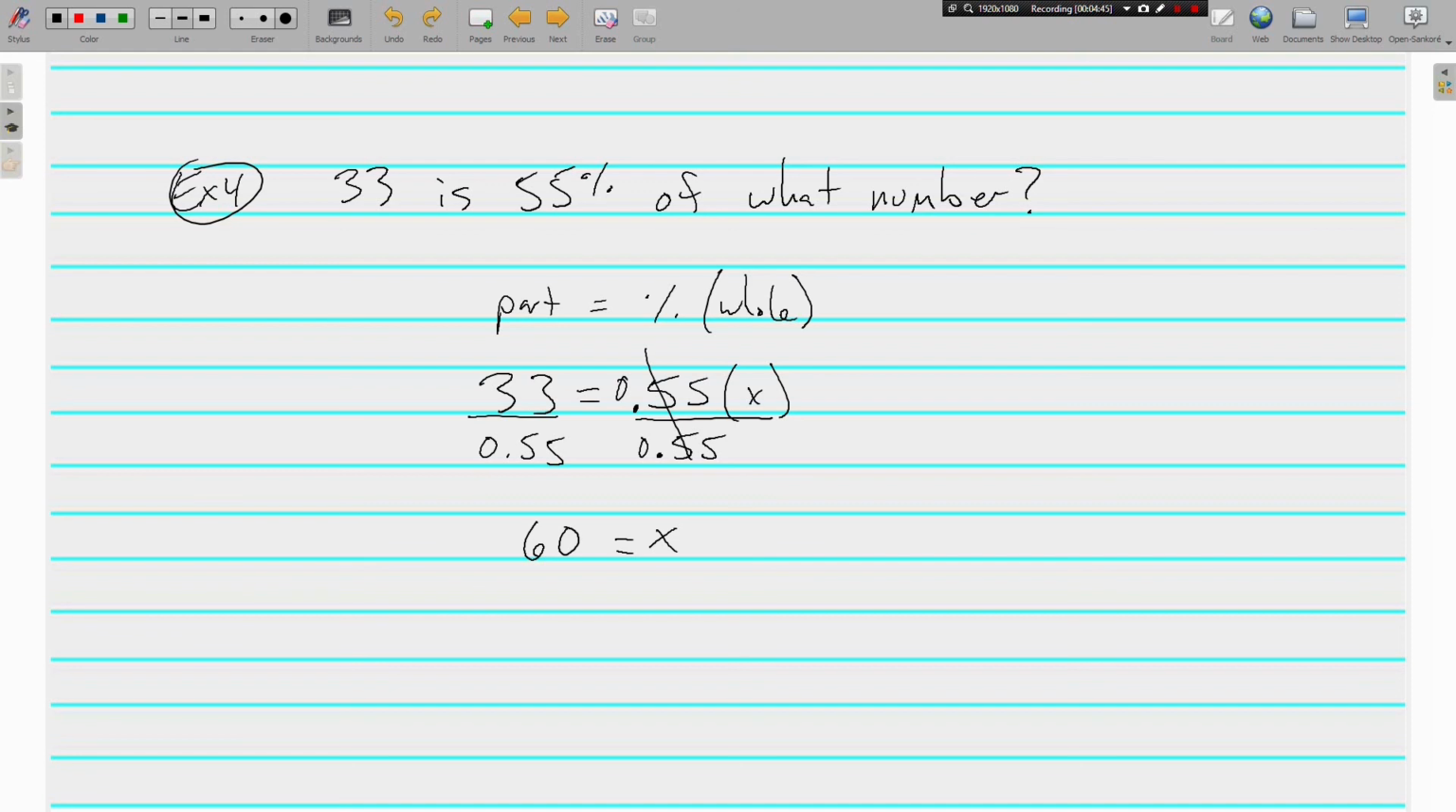The percent equation is another way of doing these kinds of problems. You do need to know how to use the equation as well as the proportion.